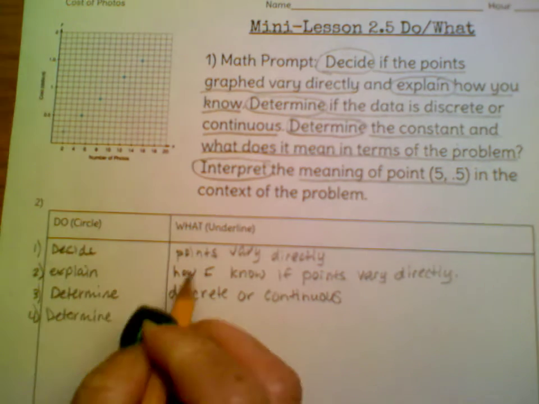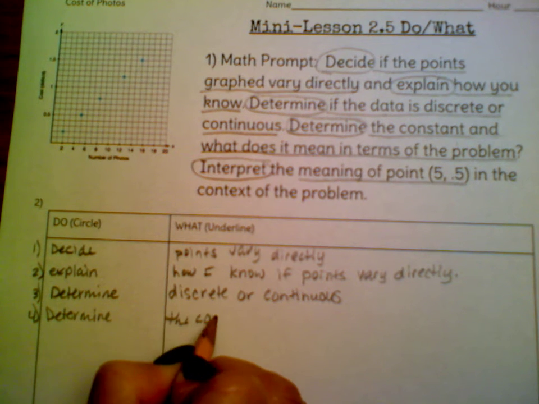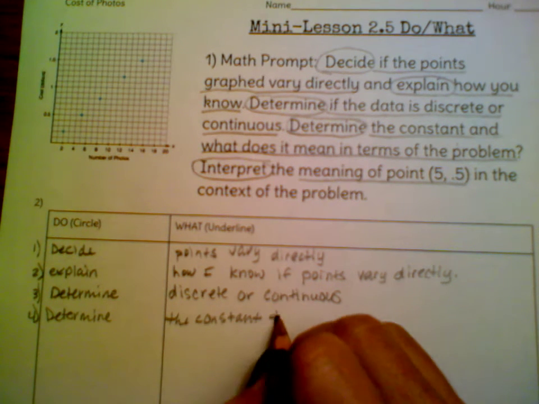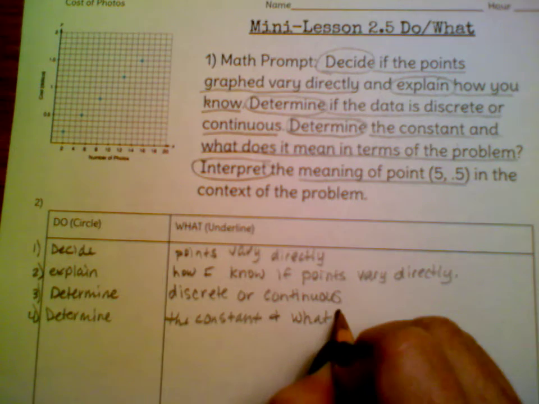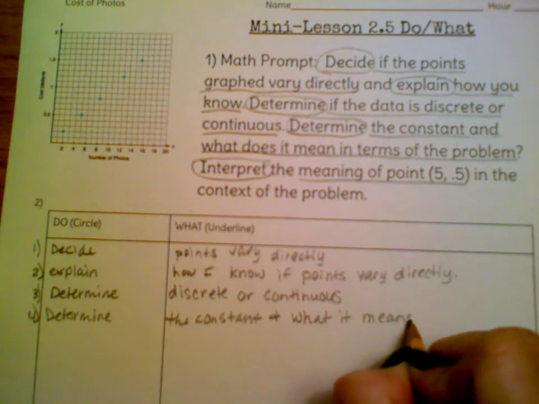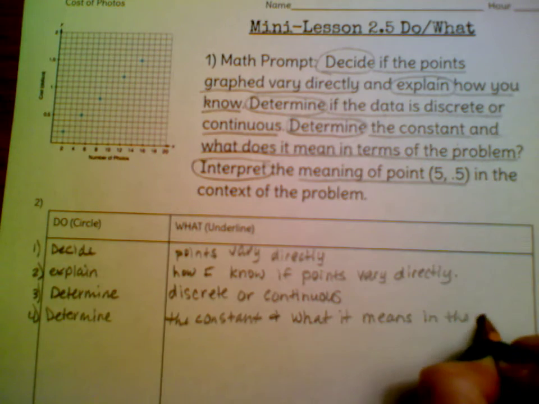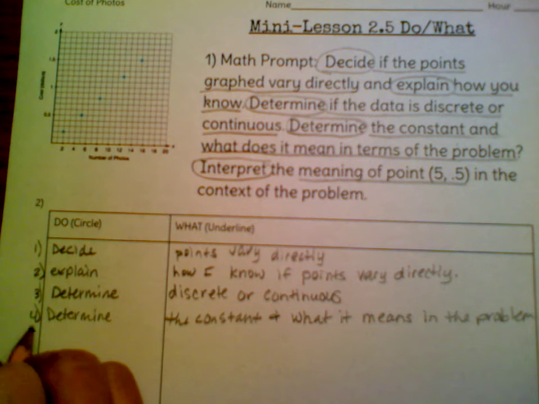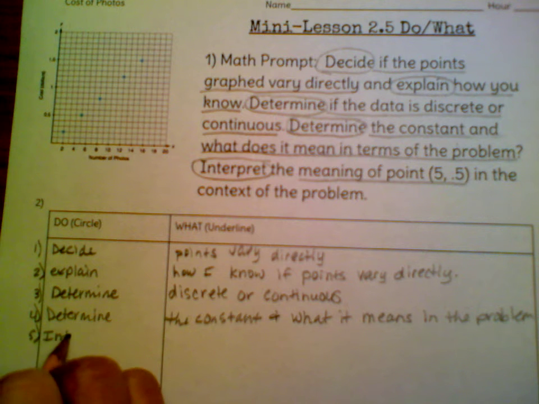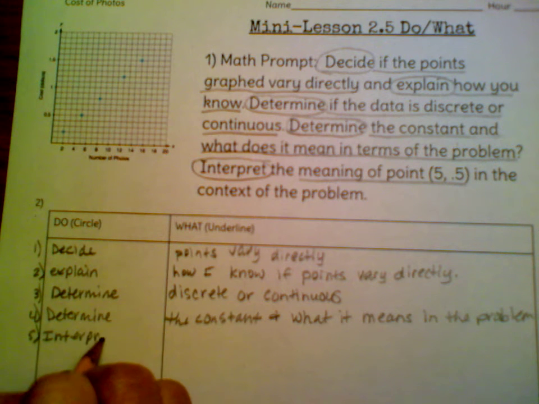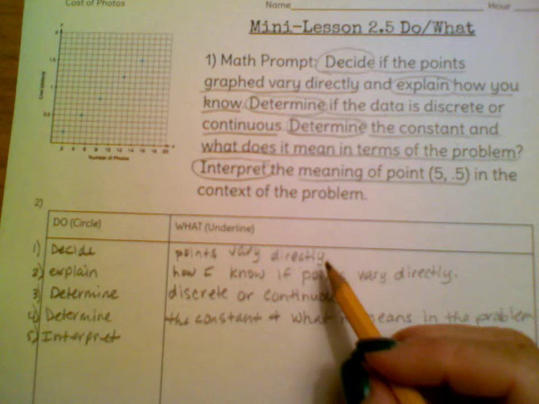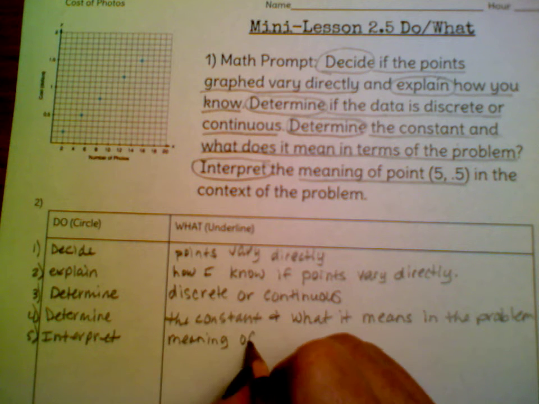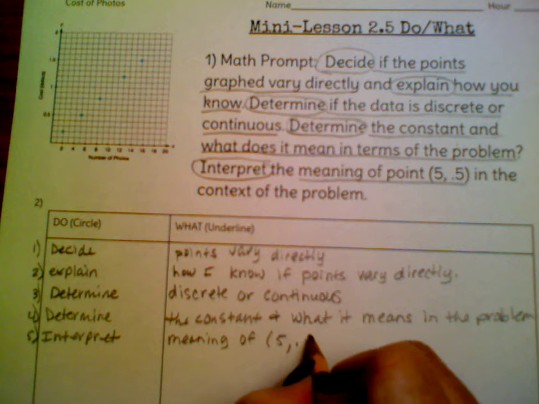Determine the constant and what it means in the problem. And the final thing I do is interpret. So there would be a lot of room for forgetting to answer something. So I'm interpreting the meaning of 5, 0.5.